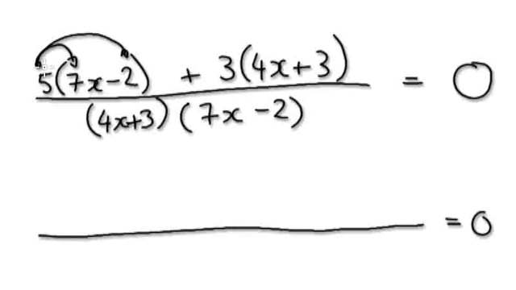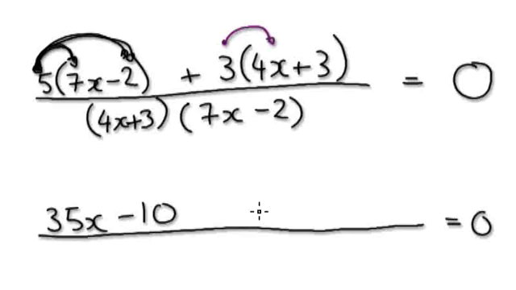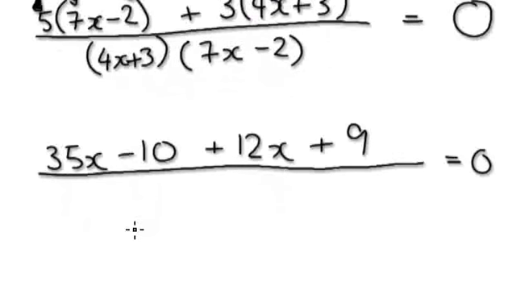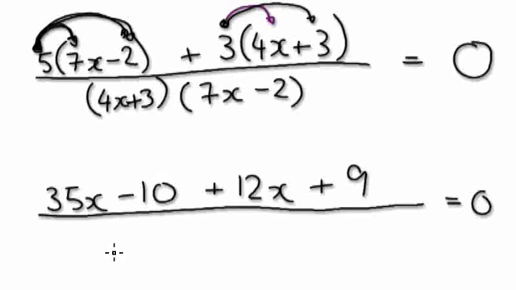Equals 0 here. So 5 multiplied with 7x would be 35x, and then this multiplied with this would be minus 10. Now this times this would be 12x, and then this times this would be 9 plus 9, and at the bottom it would still be the same. Hang on. It will still be the same. So let's leave it as it is.